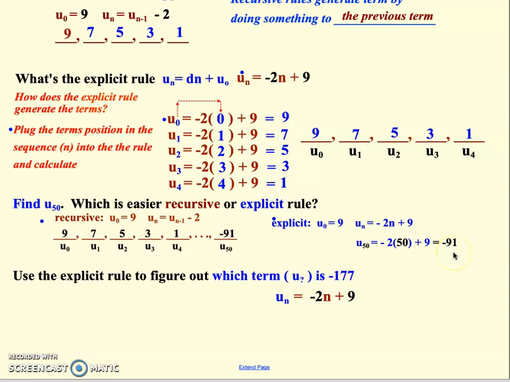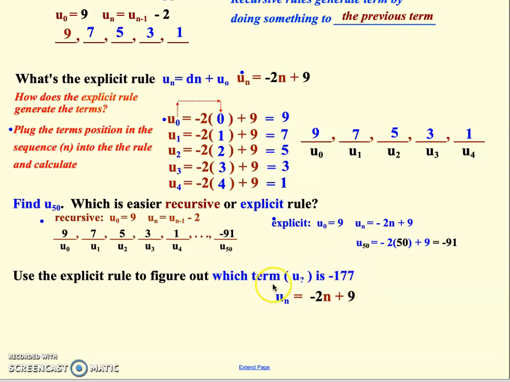I get -91. This question says use the explicit rule, because again this will be much easier, to figure out which term is -177. So what that's saying is, let's say I'm at the 50th term right now, which is -91, and I keep going, blank after blank after blank. What blank would -177 sit in? Like, where is it? How far out is it in the sequence?